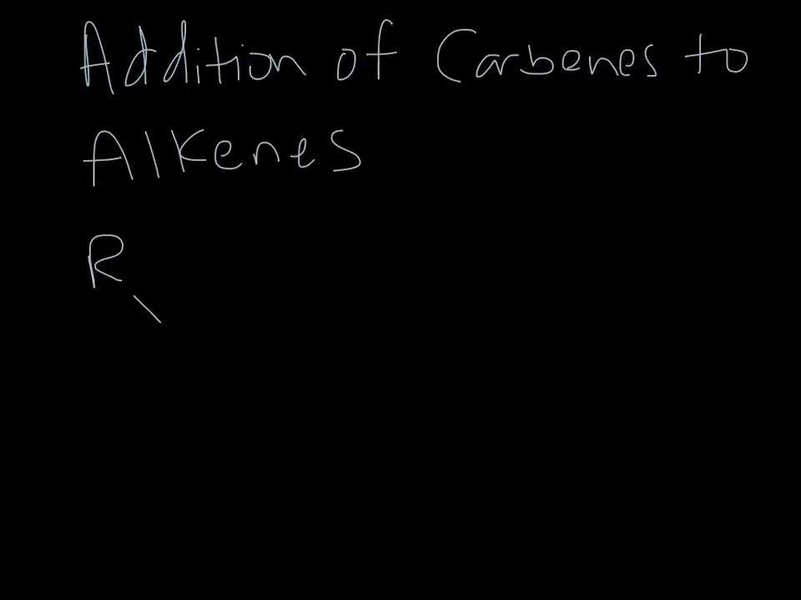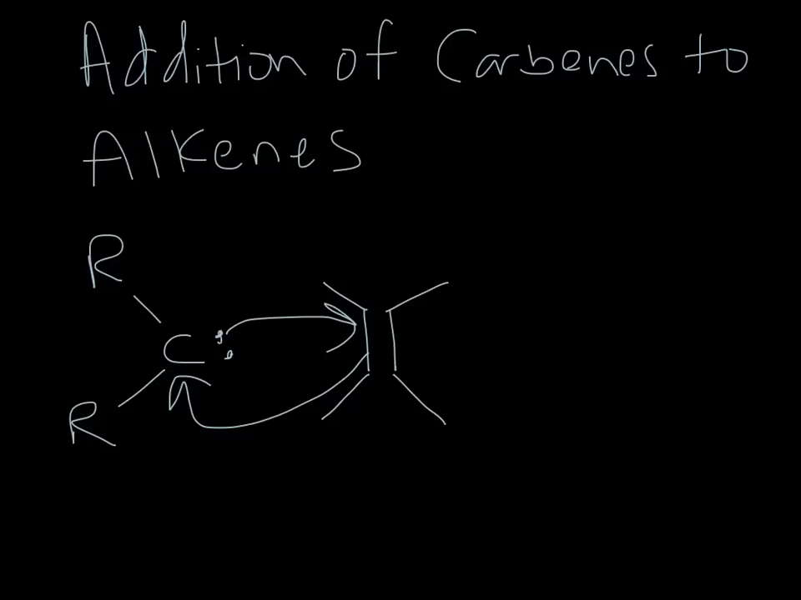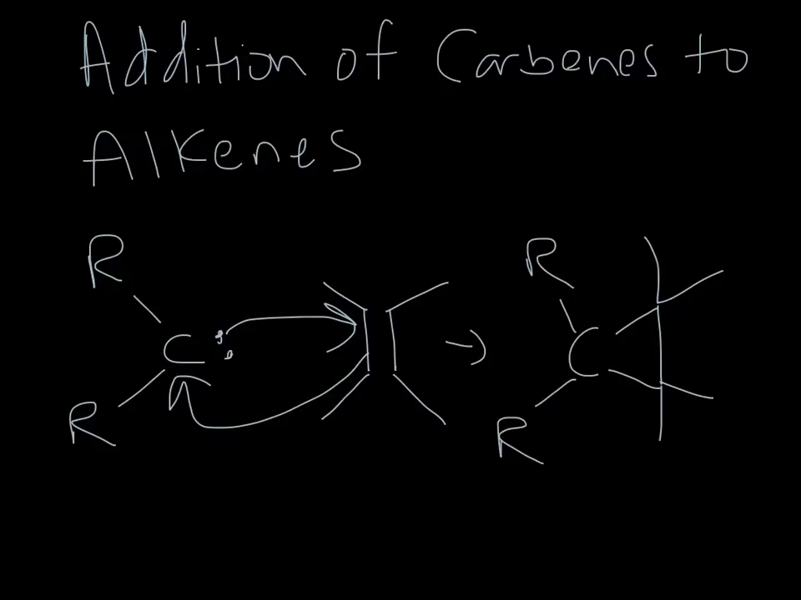If we remember back to when we talked about reactive intermediates, a carbene is a neutral carbon compound that has two atoms bonded to it and then a lone pair of electrons. Since it doesn't have a full octet, it's still pretty reactive, and so these can react with alkenes to make cyclopropanes. This pair of electrons is going to go to one of the carbons, and then the pi bond will come out and hit this one, and you end up with a cyclopropane with whatever those R groups are on it.